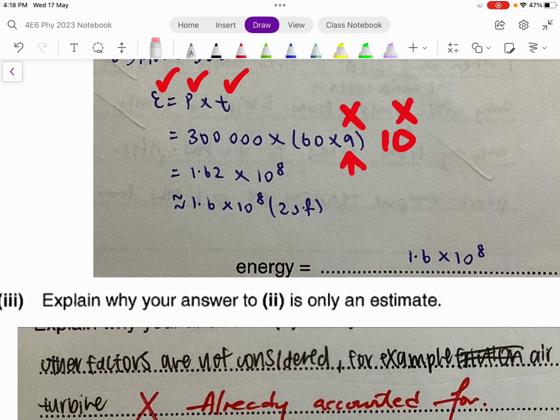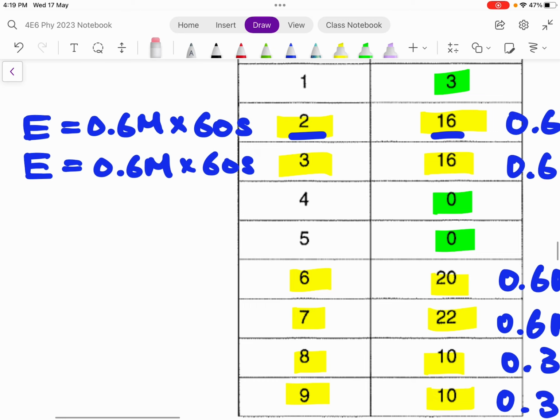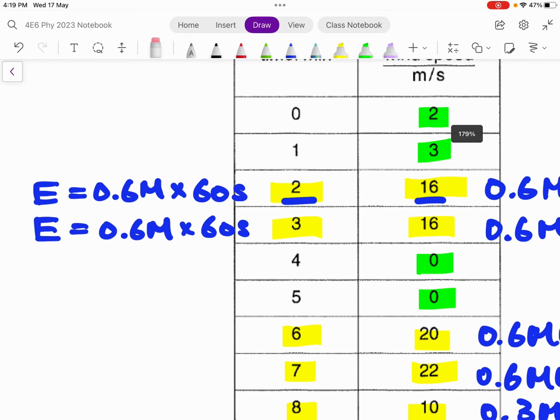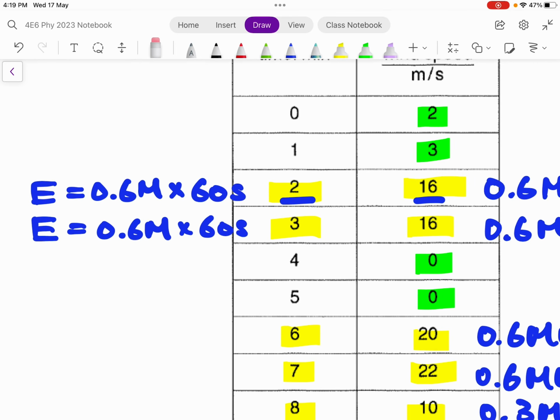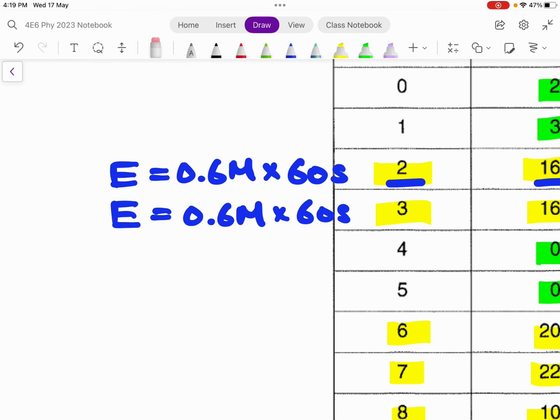Explain why your answer to part 2 is only an estimate. What does this mean? This means that Cambridge knows that you can interpret this table in two different manners. The first way, I can say that at the second minute, the whole minute, the wind turbine receives 16 meters per second of wind, and as a result, it generates 0.6 megawatt. Well, I can interpret, right?